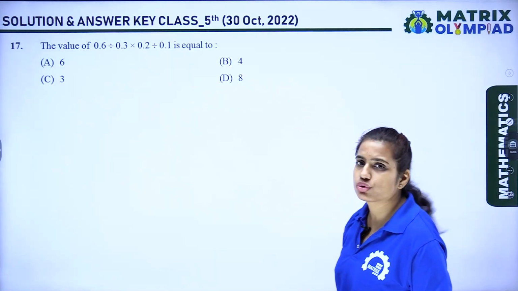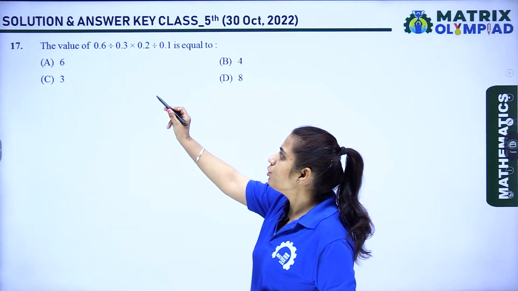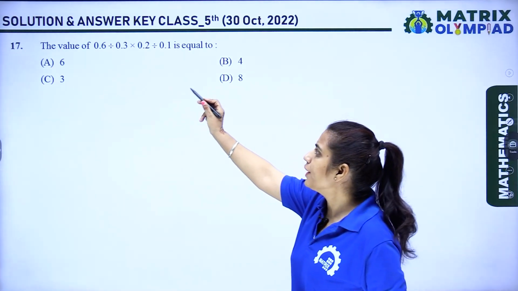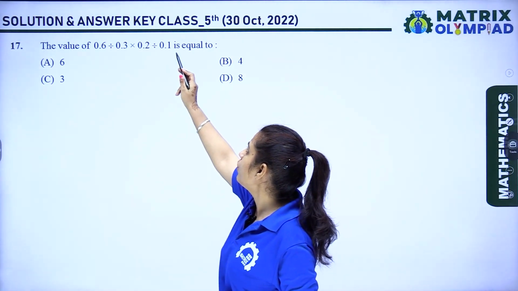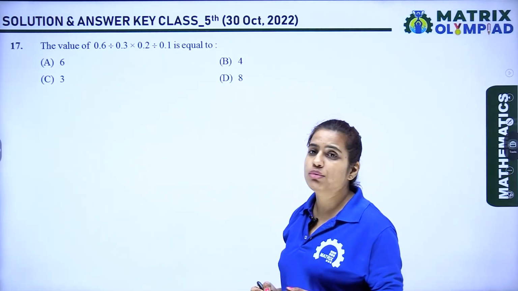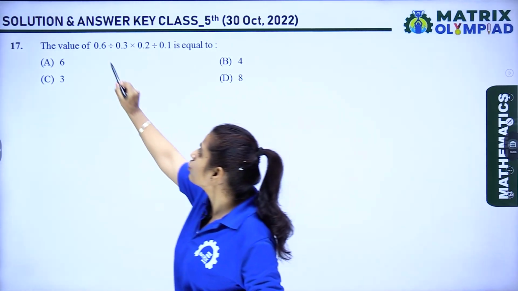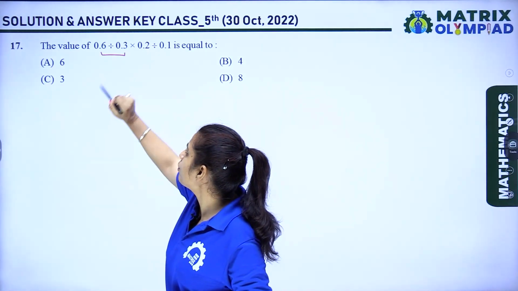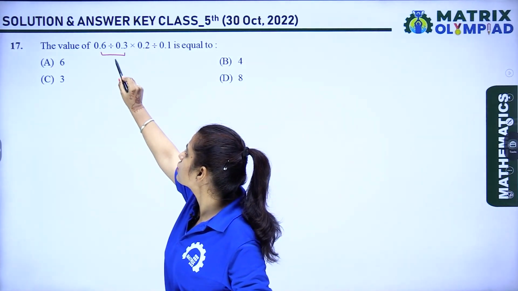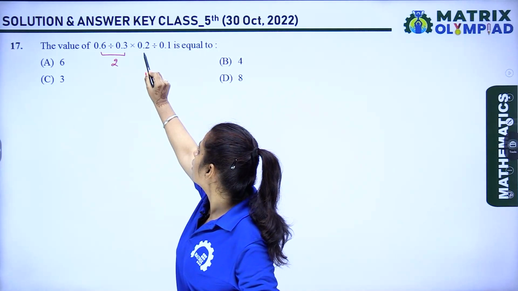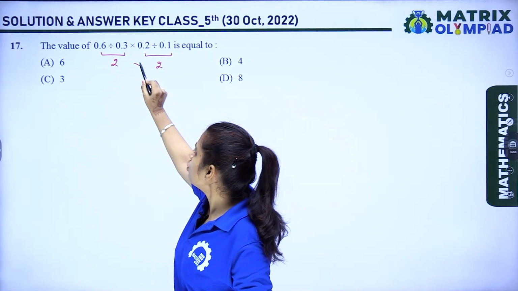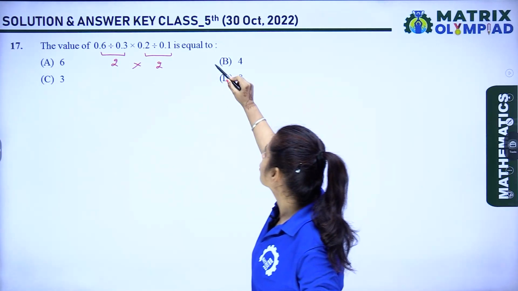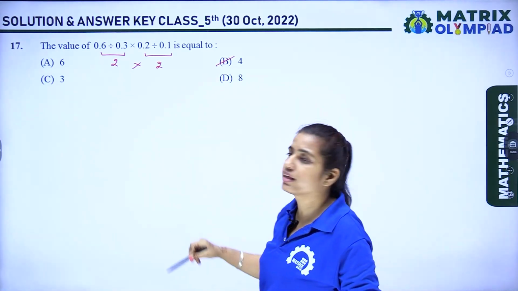Now the next question is, the value of 0.6 divided by 0.3 multiplied by 0.2 divided by 0.1 is equal to. Applying the BODMAS rule, 0.6 divided by 0.3 will give us 2, and here 0.2 divided by 0.1 will also give us 2. So 2 times 2 is 4. So option B is the correct answer.